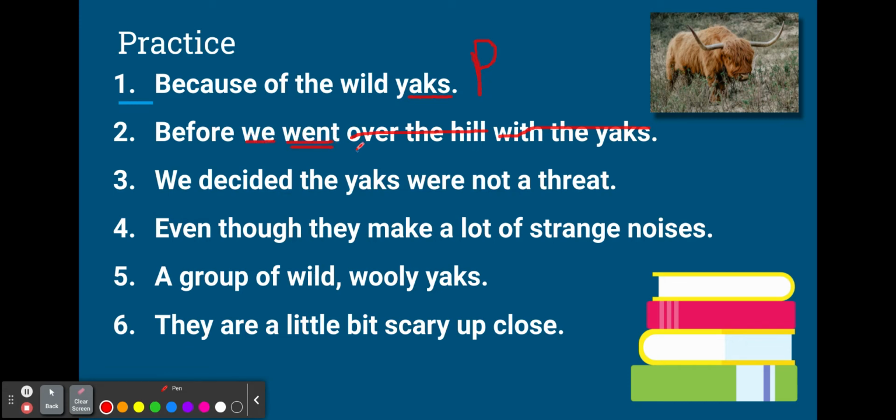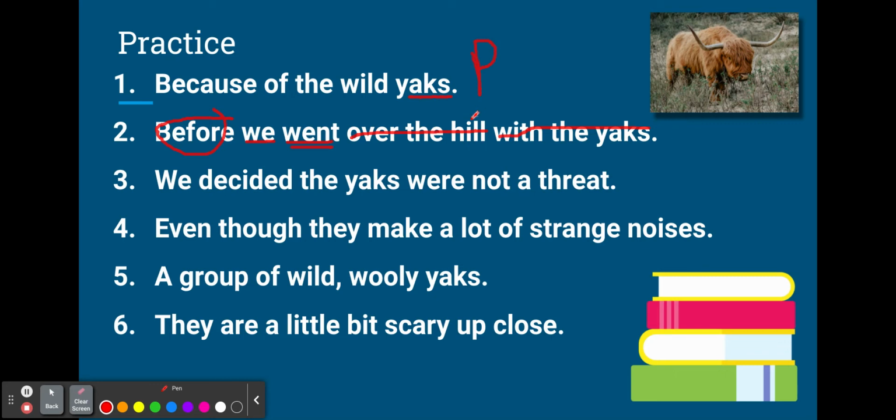We went. But is there a complete thought? There's not, because of our subordinating conjunction. So as a result, this one we would have to label a dependent clause. Number three, we decided the yaks were not a threat.